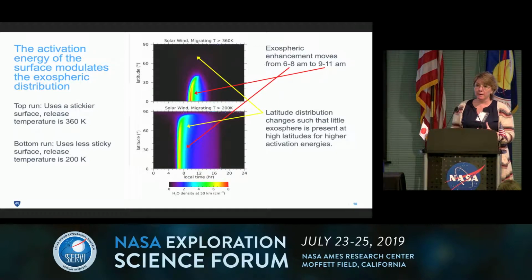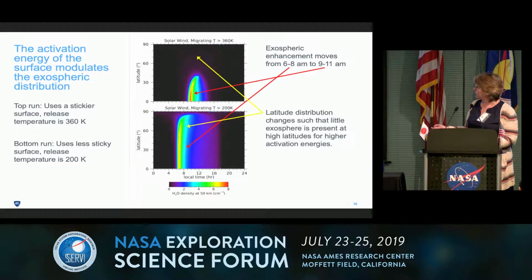So if I vary the stickiness of the surface, like what the activation energy is for that water molecule to leave, it changes the position of the peak. So here, this top is where water has a much higher activation energy, over 1 eV, which reproduces a peak in the exosphere where the water is leaving the surface close in local time to where the LAMP observations show the dip in the absorbed water on the surface.